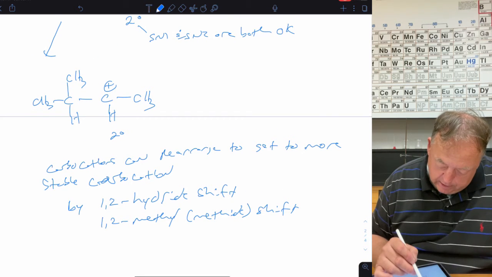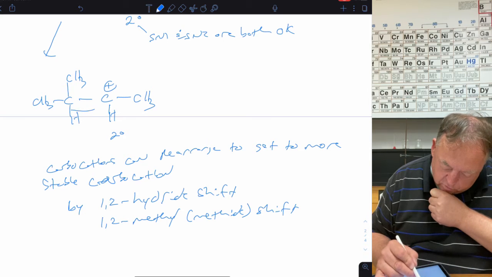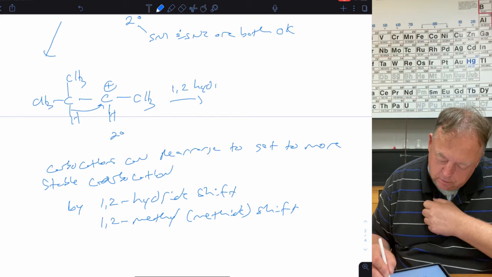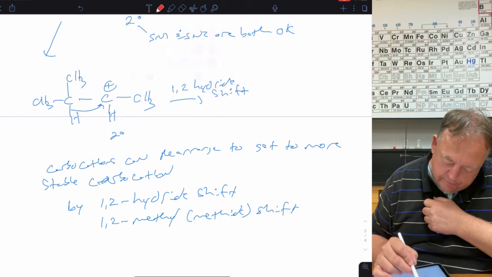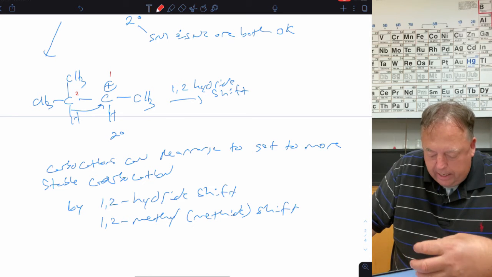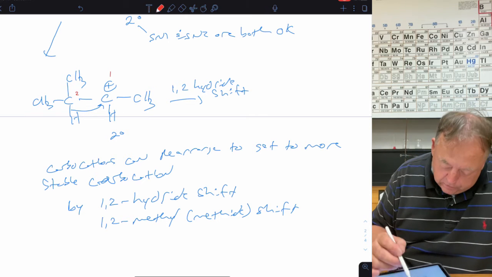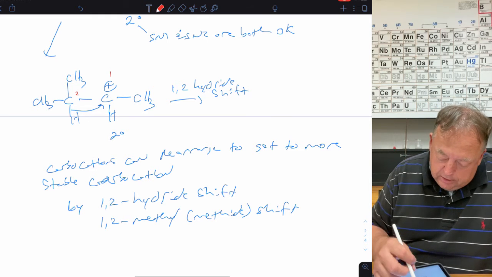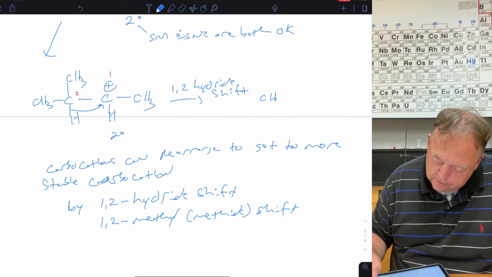So in this case, what's going to happen is that this hydrogen can move over. And that's what's called a 1,2 hydride shift. Why 1,2? Because with respect to each other, that's carbon 1, that's carbon 2. So with respect to the carbocation, the next position is carbon 2. So it's moving from one carbon, the adjacent carbon, to the carbocation carbon. And so now the structure looks like this.